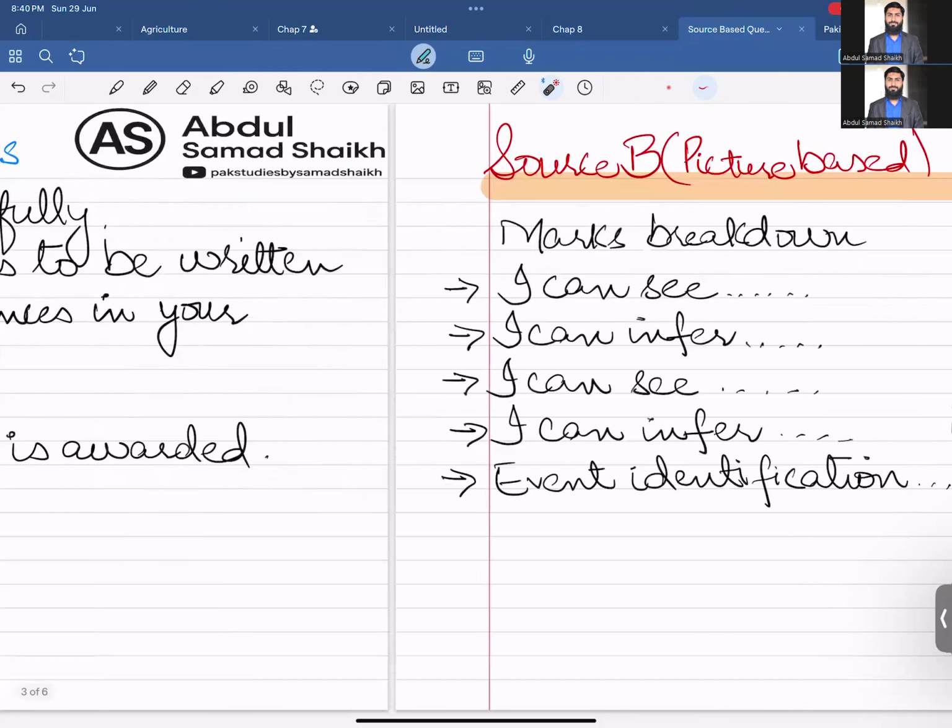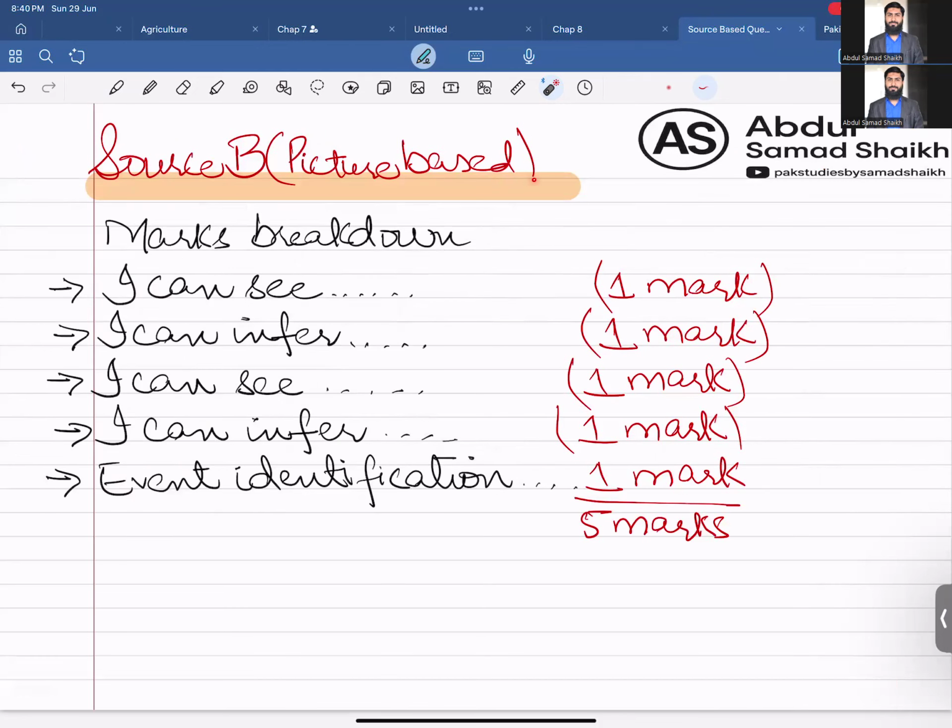Now, moving on further to source B, which is basically a picture based one. This is a question which comprises 5 marks in total. And this is the most common question wherein the students find themselves confused as to how they are going to use the picture to answer the question. So here is a breakdown available of the marks.